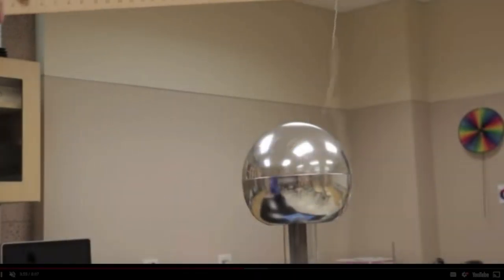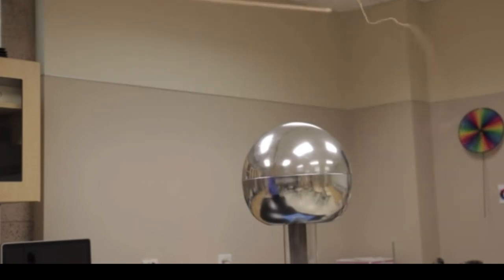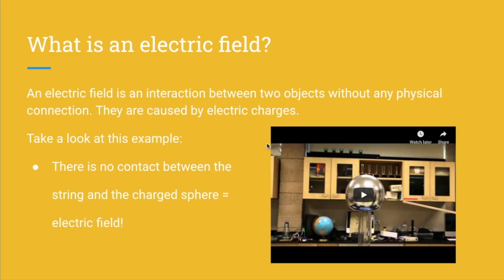The big metal thing in the center is a charged sphere, and that is a piece of string attached to the ruler, and you can see that the string is not coming even close to the charged sphere and kind of keeping away from it at the same time. So as you can see, there's no contact between the string and the charged sphere. However, there definitely still is interaction, and this is what an electric field is.